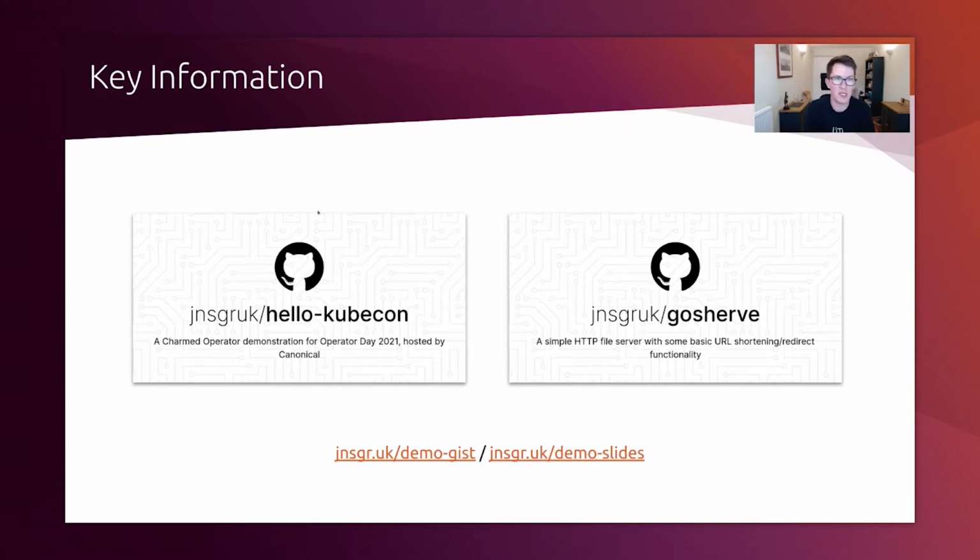jnsgr.uk/demo gist and the demo slides are short URLs that are created by an instance of this application that I host myself. And what will happen here is we'll use the upstream container image for GoServe, which is just a completely blank scratch-built container image with a statically linked binary in it. And we'll use the sidecar part of the operator to fire up before we launch GoServe, go and fetch a landing page and drop it into a shared storage volume, configure the environment variable so it knows where to find its redirect, and then start the application.